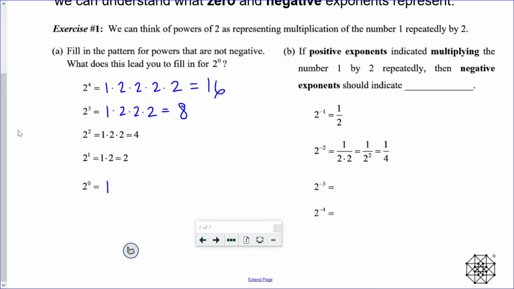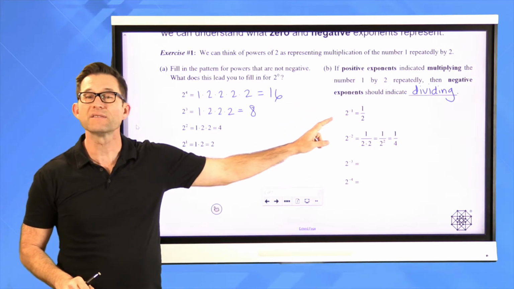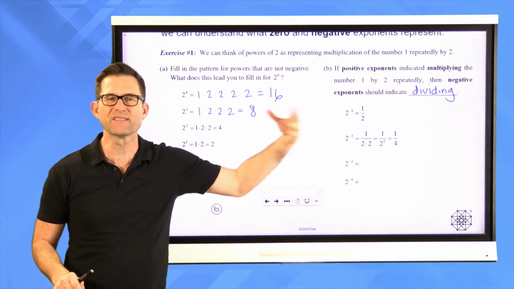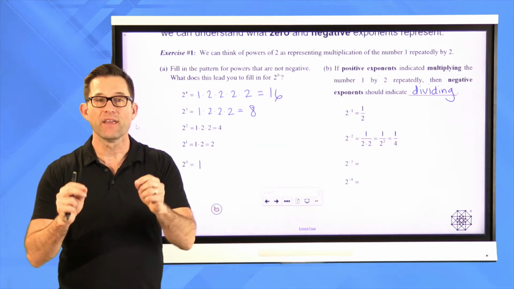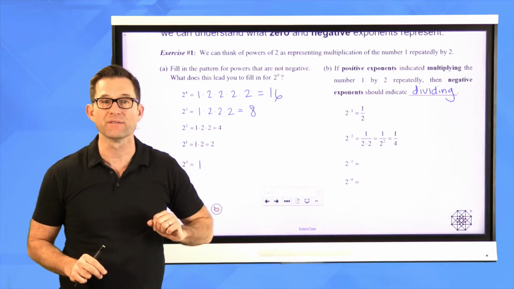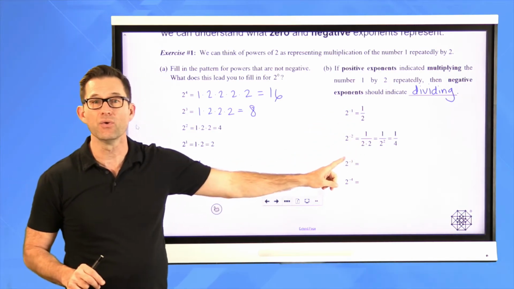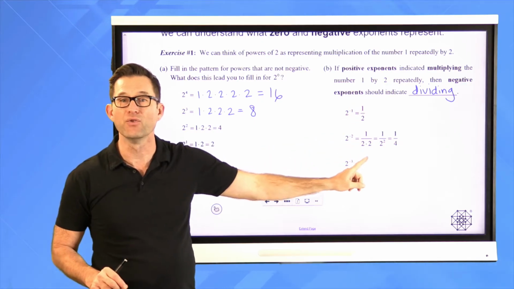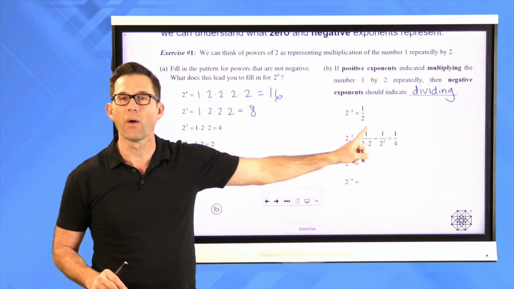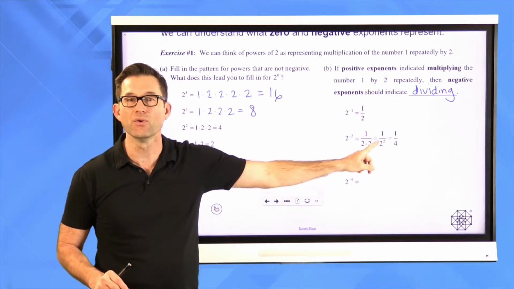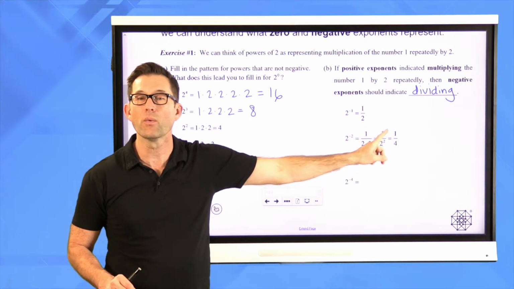If positive exponents indicate multiplying the number 1 by 2 repeatedly, then negative exponents should indicate dividing. So in other words, 2 to the minus 1 is the same as 1 divided by 2. Not just the same as, it literally means take the number 1 and divide it by 2 once. On the other hand, 2 to the minus 2 will mean take 1 and divide it by 2 twice. Now what that really means is 1 divided by 2 times 2, which is 1 divided by 2 squared, which is 1/4.